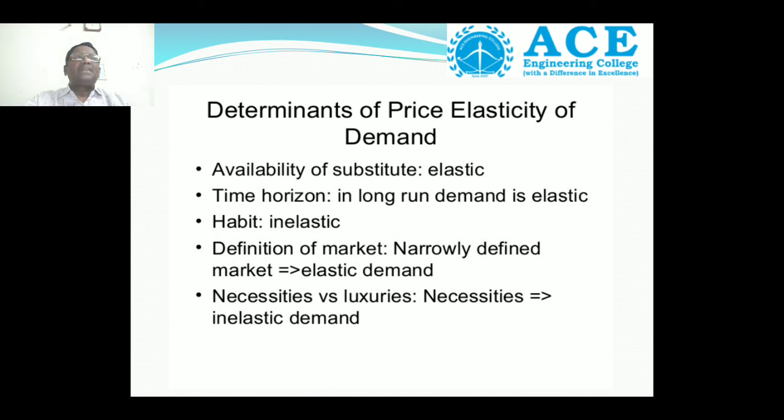So, the determinants of price elasticity of demand, what are they? Availability of substitutes: demand is always elastic. Second one is time horizon: in the long run, demand is always elastic, and in the short run, it is inelastic. And the definition of the market: the narrower the market is defined, the more elastic demand is. And on the basis of the types of goods, necessities versus luxuries. Necessities have inelastic demand.